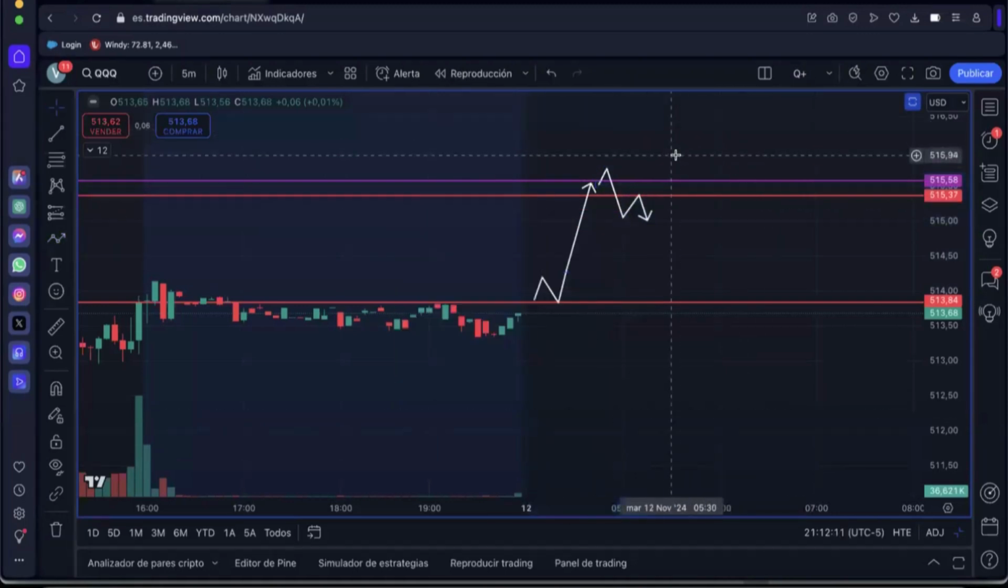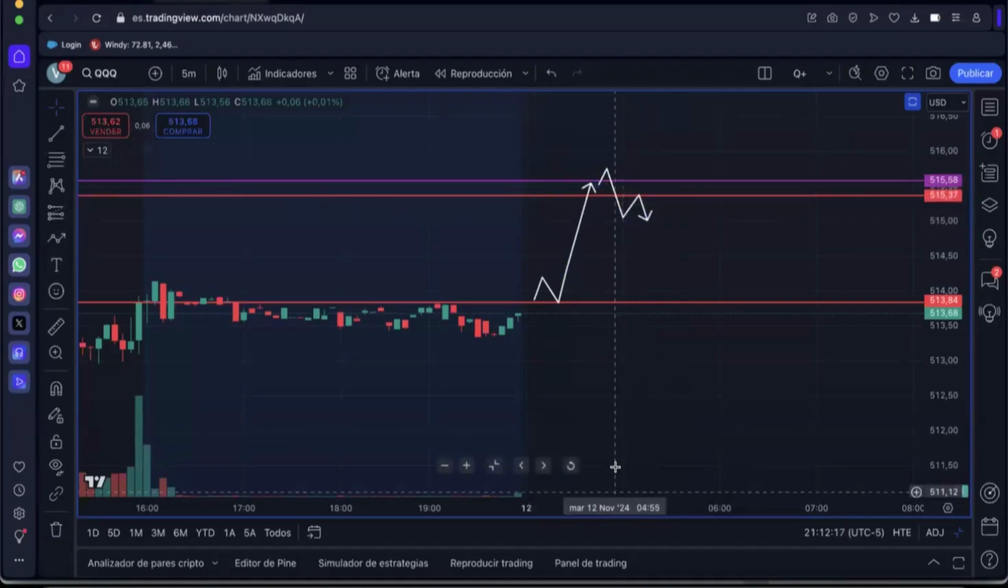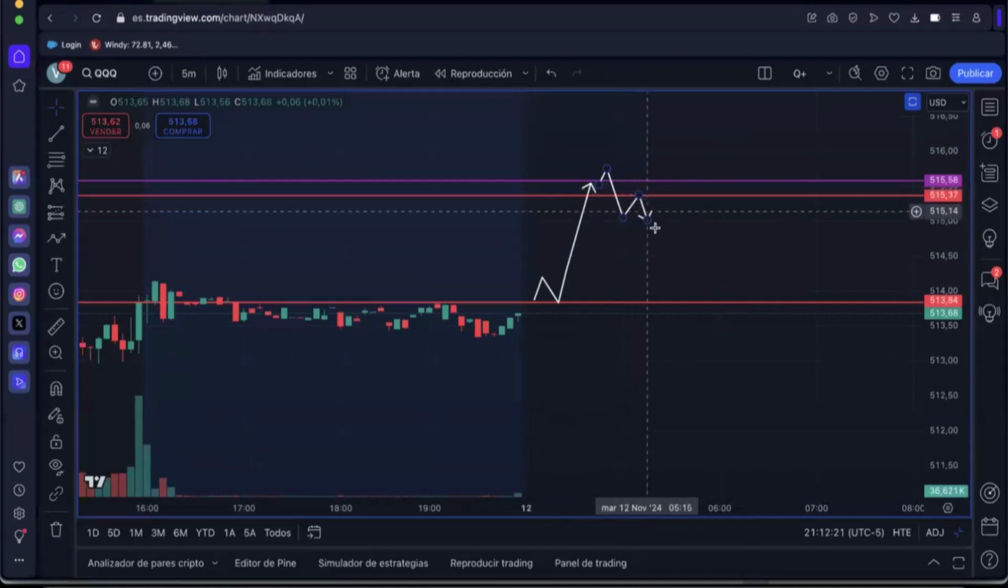Another easy exercise. You have this pattern here. You see, you already have a high volume rejection here with bearish candles. So what do you think this guy is going to do next? What do you think?